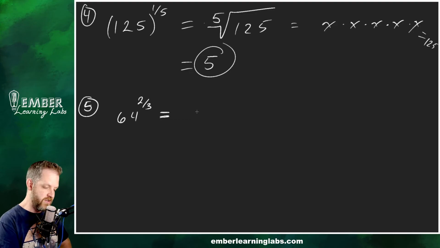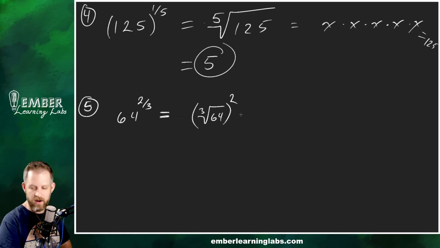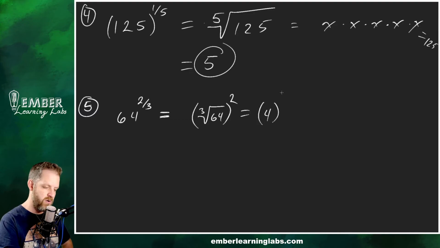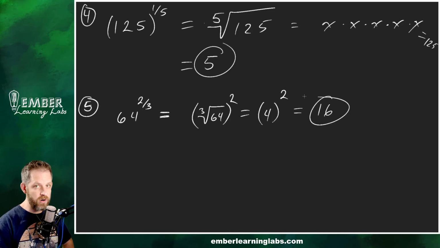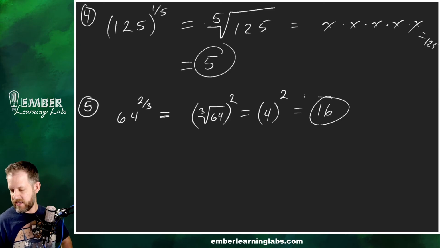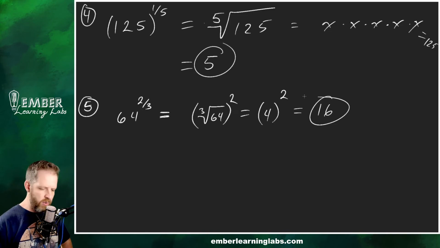So we're going to turn this into the cube root of 64, squared. Okay. So the cube root of 64 is 4, because 4 times 4 times 4 is 64. And then 4 squared is 16, because 4 times 4 is 16. Easy peasy. Let's do one more of those, and we're going to learn one more power, do an example or two of that, and then we're going to call it quits.